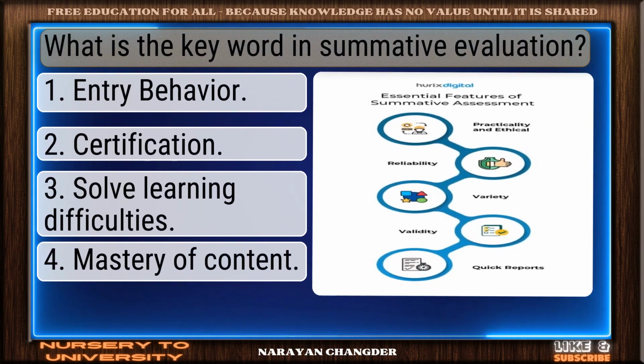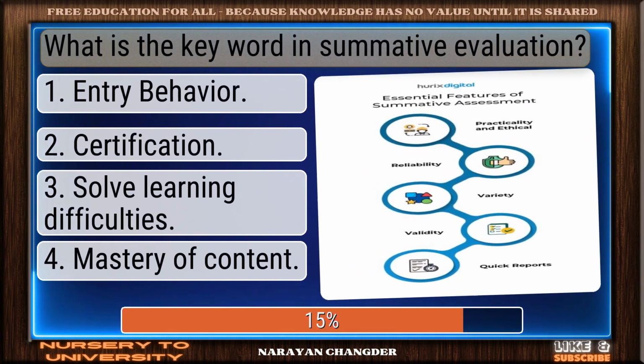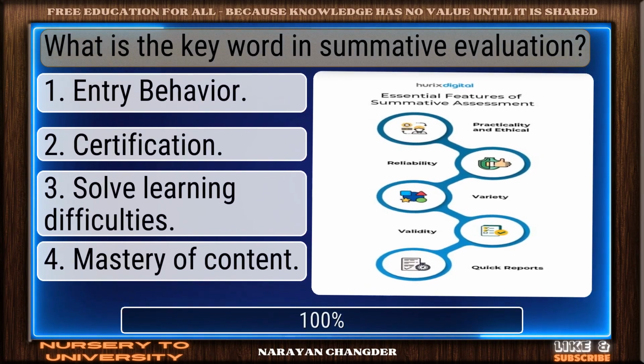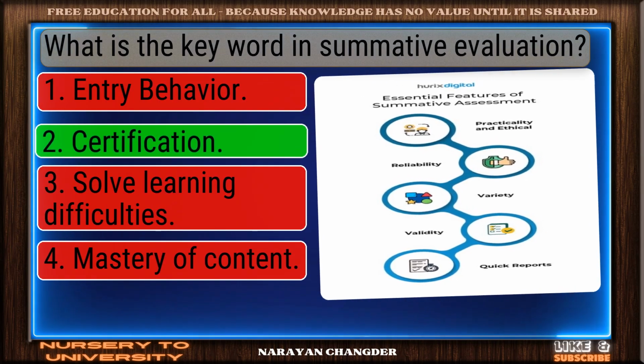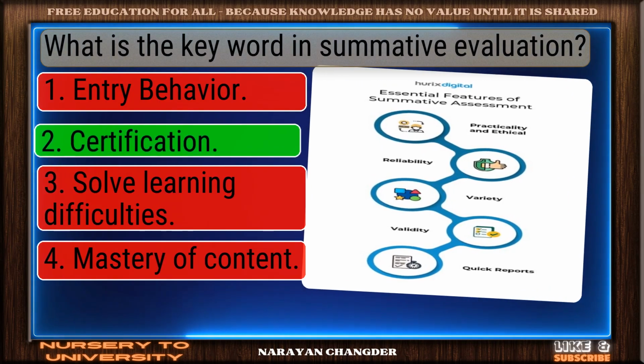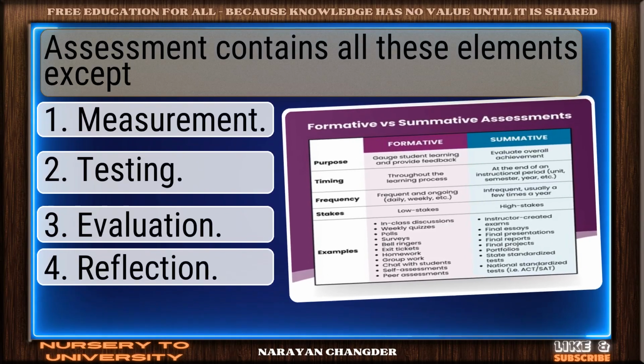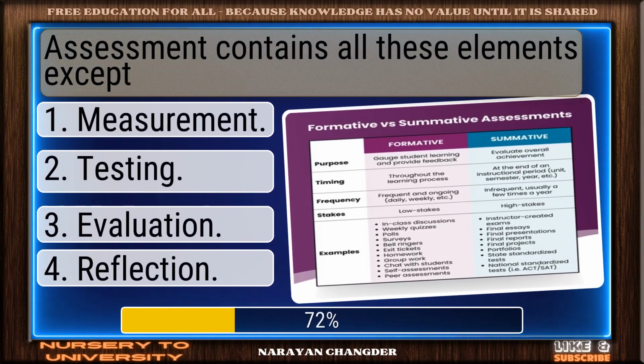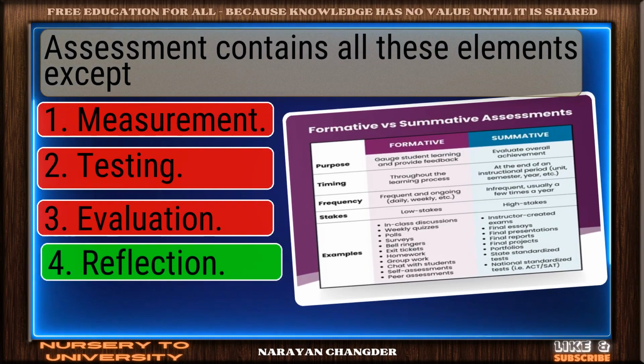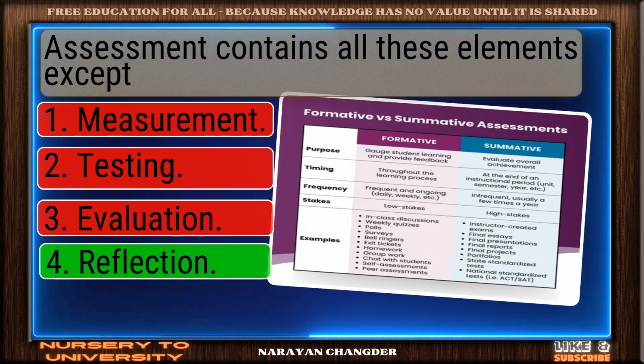What is the key word in summative evaluation? Right again. Certification is a valid answer. Assessment contains all these elements except. Valid point. Reflection is true.